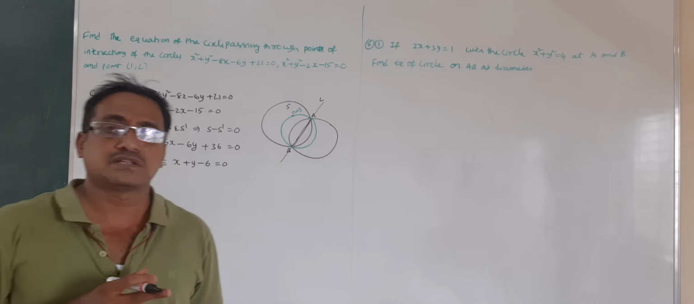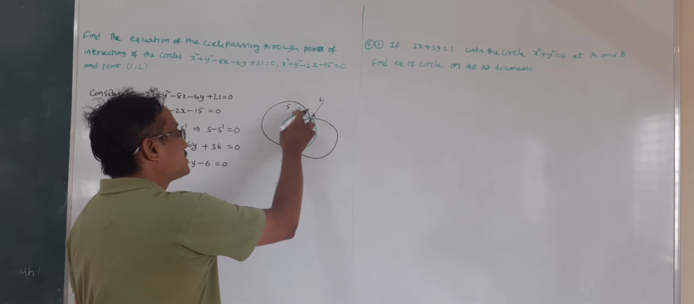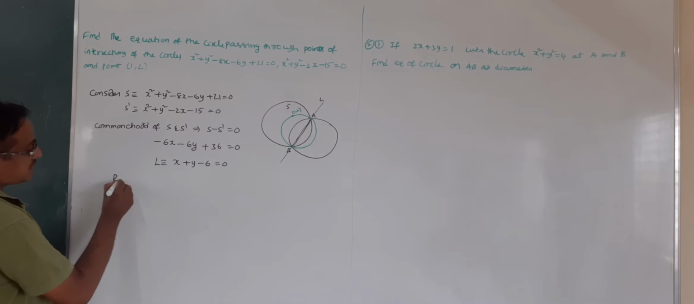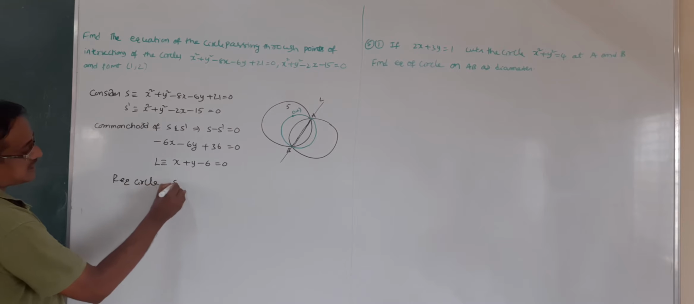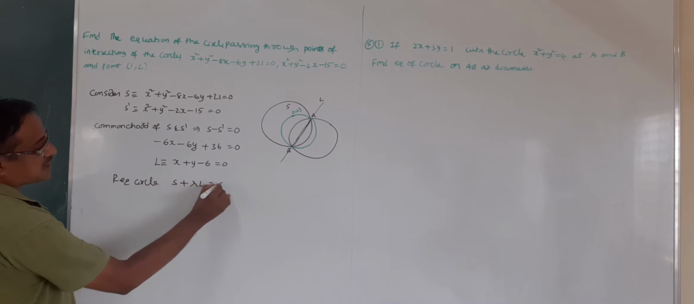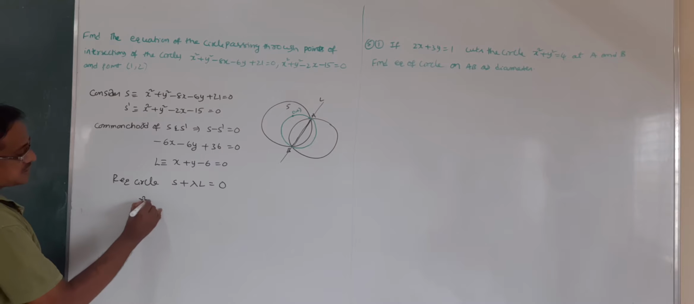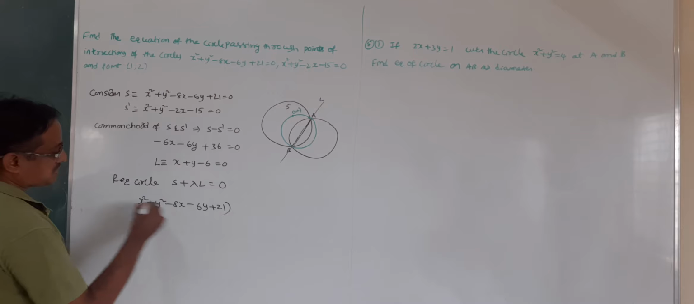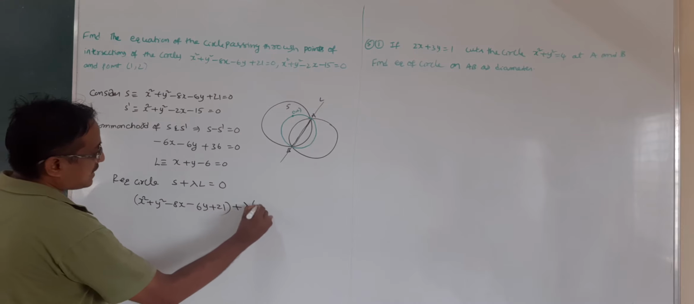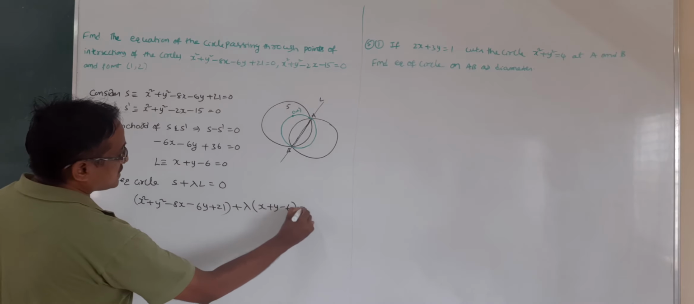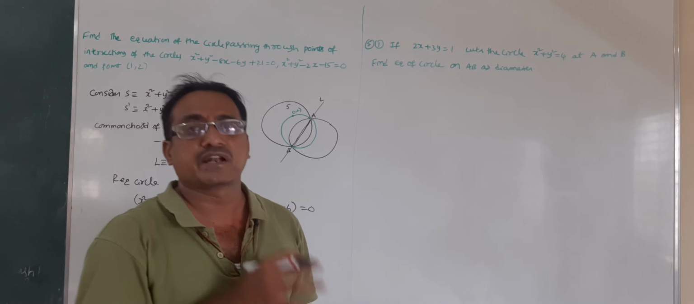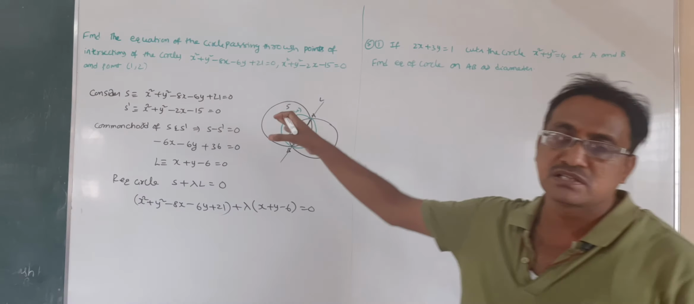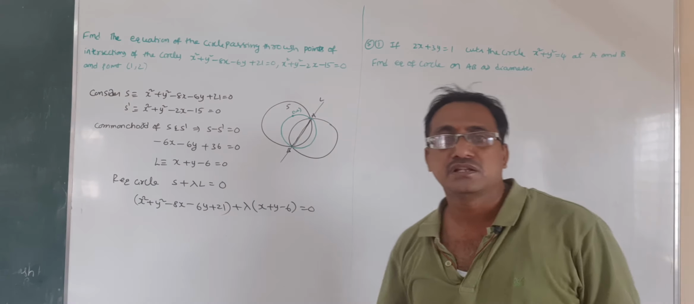Now you can observe there is a circle passing through the intersections of S and L. So the required circle can be written as S plus lambda L is equal to 0. That is x square plus y square minus 8x minus 6y plus 21 plus lambda into x plus y minus 6 equal to 0. This is our required circle which is passing through the intersections of S is equal to 0 and L is equal to 0.